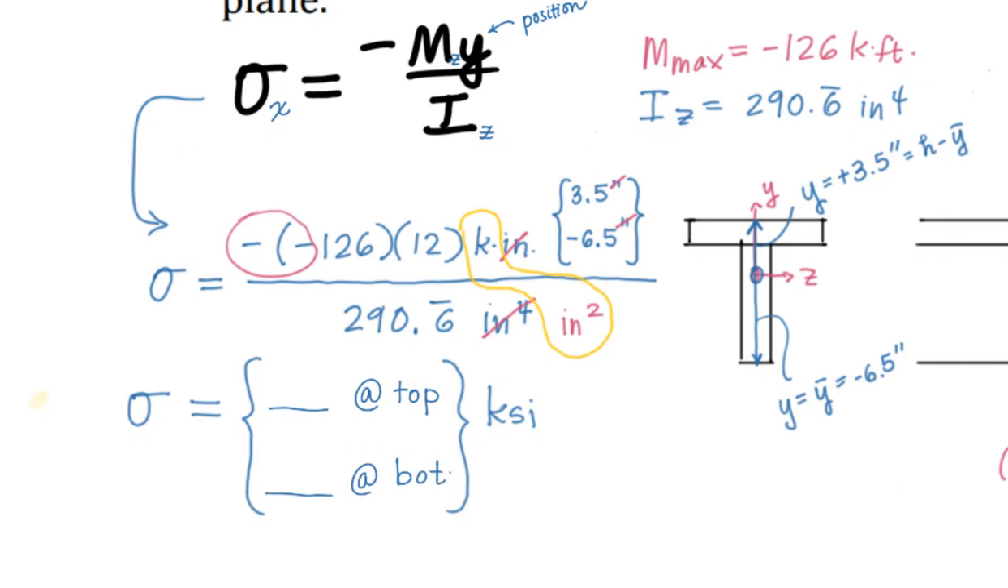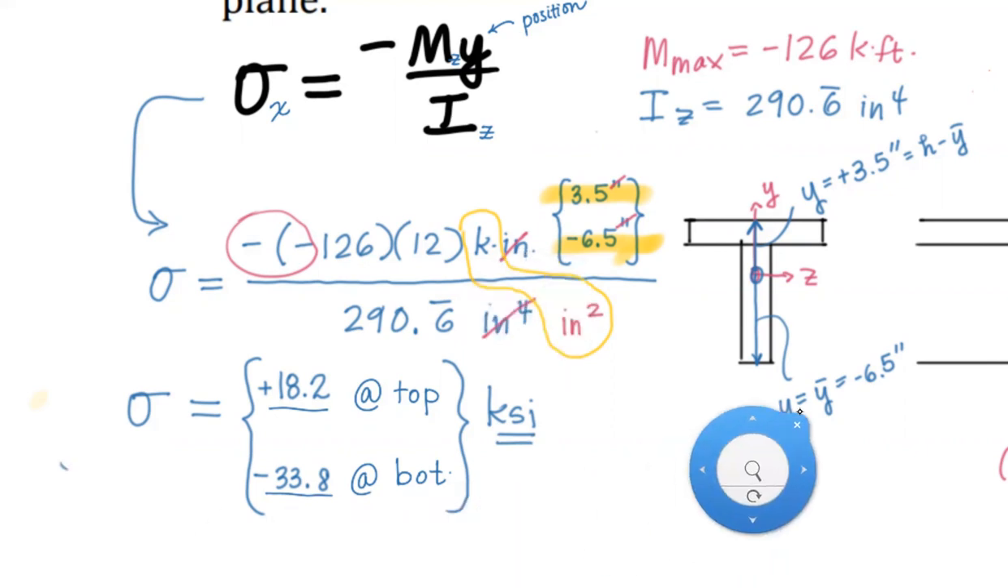All right, so for calculator operation, here is what I would do. 126 times 12 times 3.5 divided by 290.6 equals, drum roll, 18.2, right? And that's a positive sign because that distance is positive and those negative signs cancel each other out. Okay, now, to get the other one, I've still got this number in my calculator. And so all I need to do is divide by 3.5 and multiply by minus 6.5 to get the other one. So that will end up with a negative sign there, 33.8 KSI units for both of these.